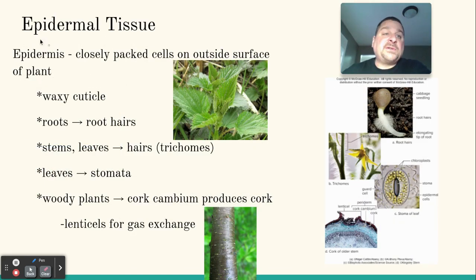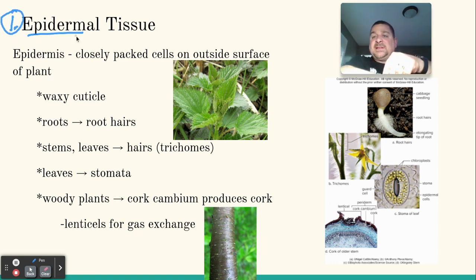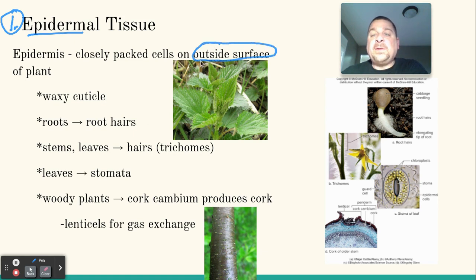Okay, let's get into some of the actual tissues. First off, number one, we've got epidermal tissue. Just like we think of an epidermis, the covering of our skin on our outside, the epidermis of a plant is on the outside surface of the plant, whether that's the stem, the leaves, or the root. A lot of times, especially on leaves in dry environments, you can find a waxy cuticle. The waxy cuticle will prevent H2O, water loss. It will also, just like the keratin in our skin, prevent bacteria and germs from getting into the plant and making it sick.